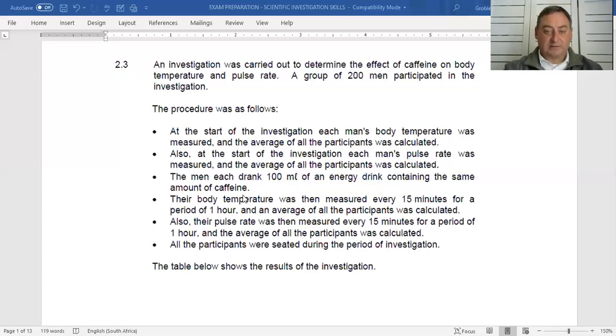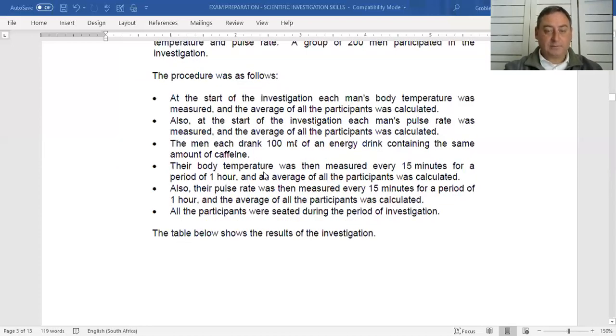Then the average of all the participants was calculated. At the beginning, they gave each of them an energy drink of 100 milliliters containing the same amount of caffeine. The body temperature was then measured every 15 minutes for a period of 1 hour after drinking that drink, and then you calculate an average. Also, their pulse rate was measured every 15 minutes because you're also interested in the pulse rate.